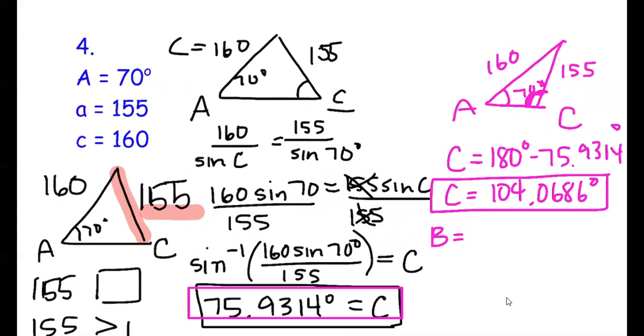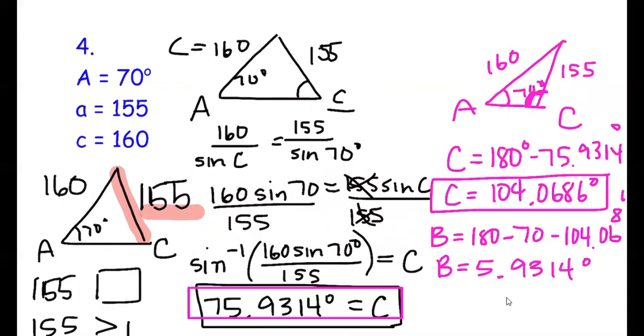Now we have to find angle B in the pink triangle. Angle B is 180 minus 70 minus angle C, which is 104.0686. Angle B ends up equaling, I believe, 5.9314 degrees. It's teeny tiny. So this little angle B is super, super tiny. There's angle B, really, really tiny up there.